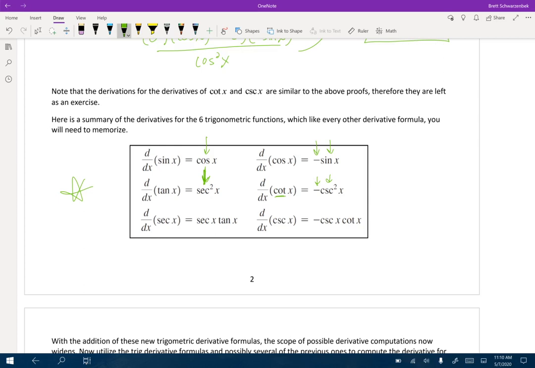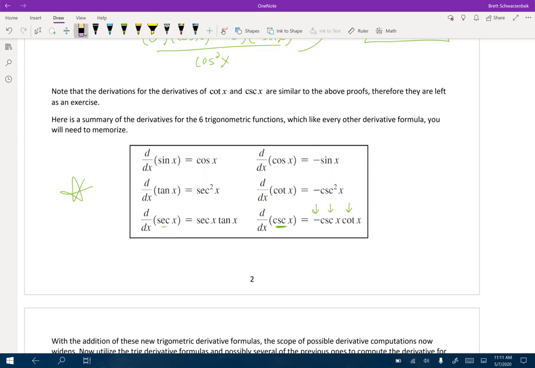So last thing, if we have secant right here, the derivative is secant tangent. But if we take the derivative of its cofunction, cosecant, then the derivative is the cofunction of secant, the cofunction of tangent, with a negative sign in front of it. So there is definitely a pattern that you can develop here.